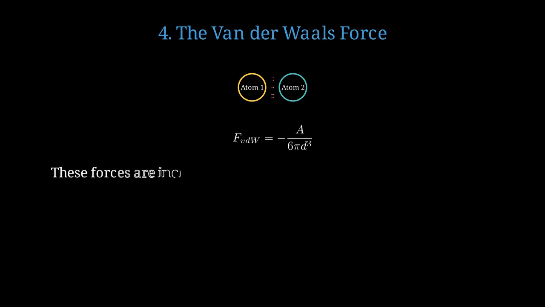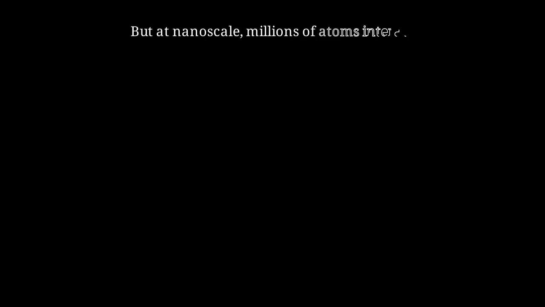At nanoscale, a new player enters the game, the van der Waals force. Van der Waals forces are weak attractive forces between atoms caused by temporary fluctuations in electron clouds. The van der Waals force decreases with distance cubed, where A is the Hamaker constant and D is the separation distance. Individual van der Waals interactions are incredibly weak, about 1/100th the strength of a hydrogen bond. However, at nanoscale, millions or billions of atoms can interact simultaneously, making these forces collectively very significant.